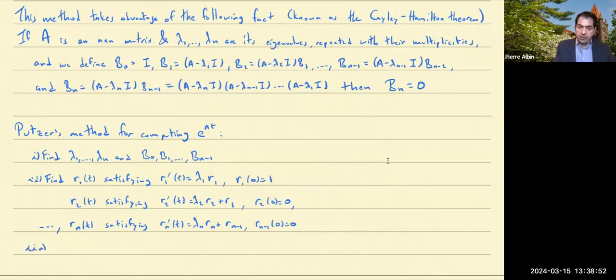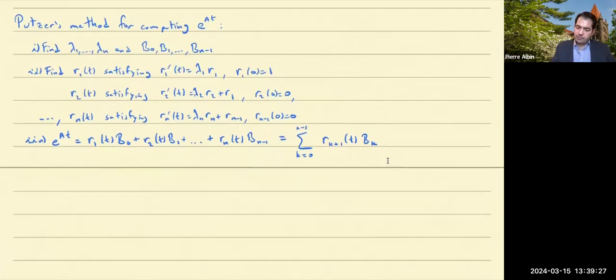Right, and then finally, once you've found all of those, the exponential we're looking for is R1 of t times the matrix B0 plus R2 of t times the matrix B1 plus dot dot dot Rn of t times the matrix B n minus 1. Right, so in sigma notation, the sum from k goes to 0 to n minus 1 of R k plus 1 of t times Bk. Okay, so why does this work?